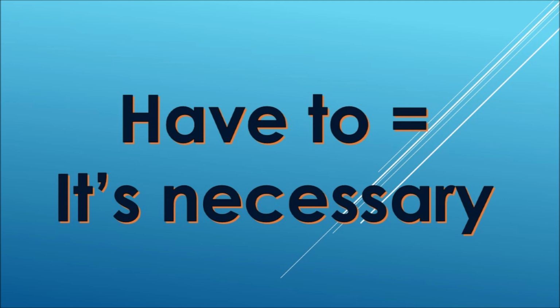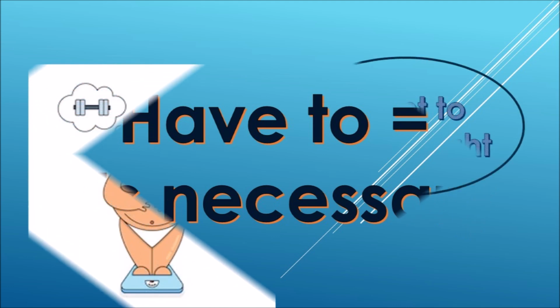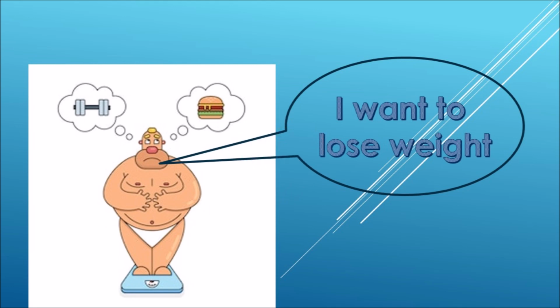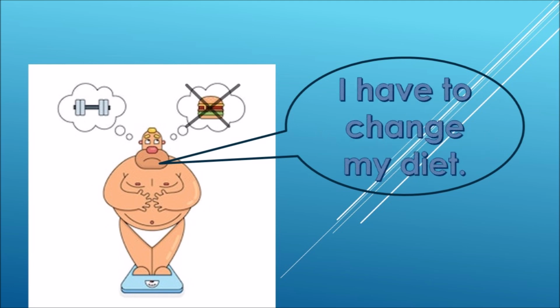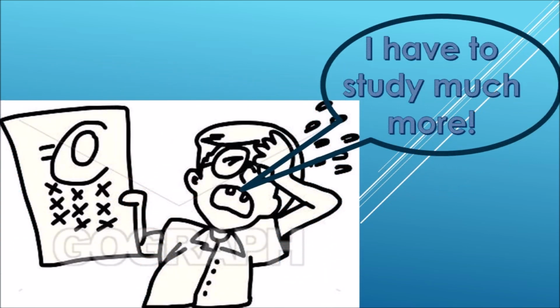Have to means that something is necessary. For example, this man says, I want to lose weight. I have to go to the gym. I have to change my diet. This kid failed an exam. So he says, I have to study much more.